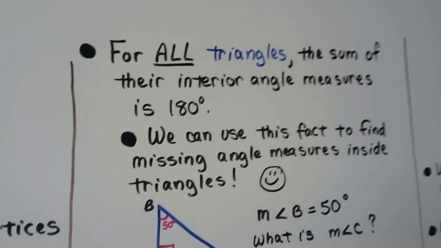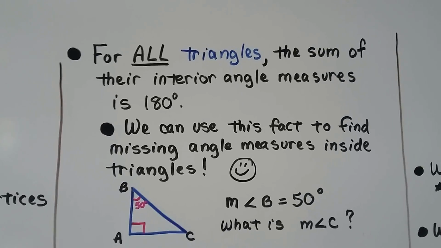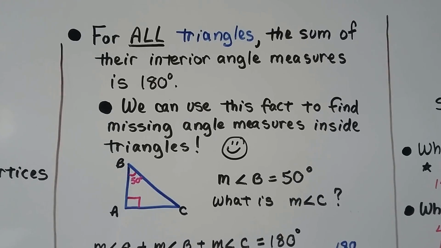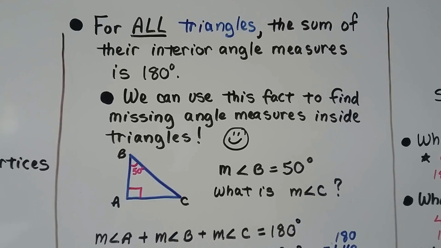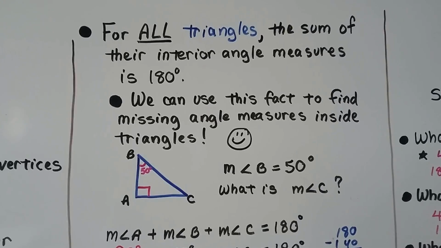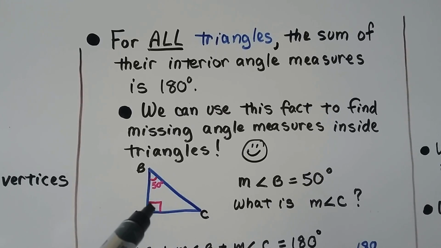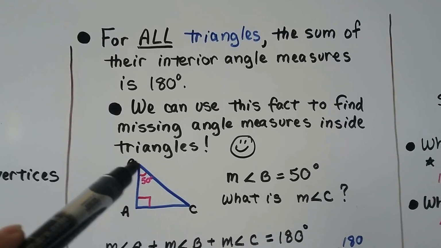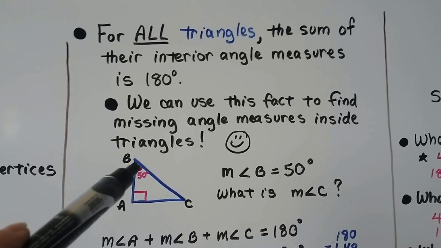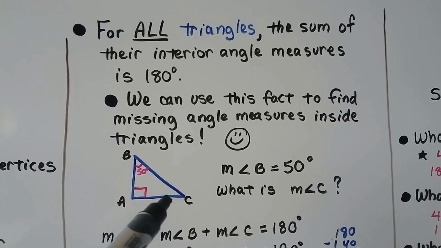For all triangles, the sum of their interior angle measures is 180 degrees. We can use this fact to find missing angle measures inside triangles. So here's a right triangle. We can see that because of the box here, and it's telling us that this angle, B, is 50 degrees. So what's the measure of angle C?